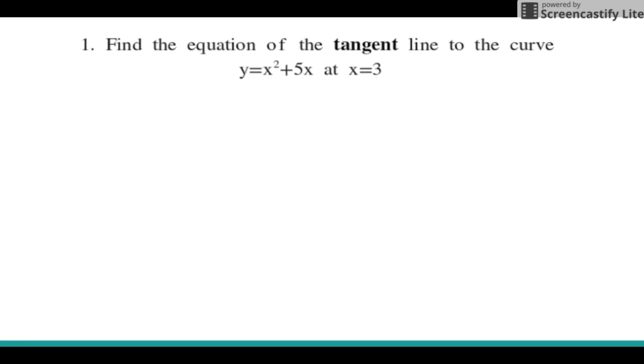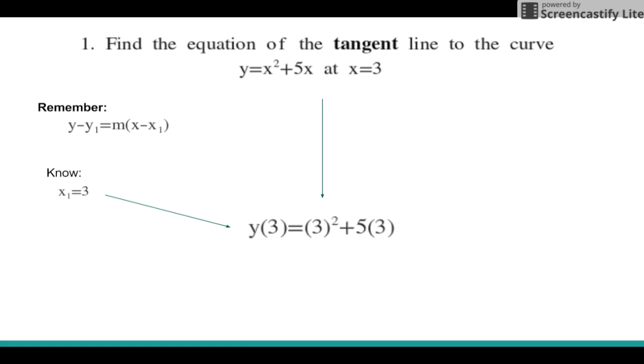As background for this problem, you should know that the tangent line is always given in the form y minus y1 equals m times x minus x1, which is point-slope form. So the coordinate point is represented by x1 and y1, and the slope by m. These three variables will be replaced by numbers.